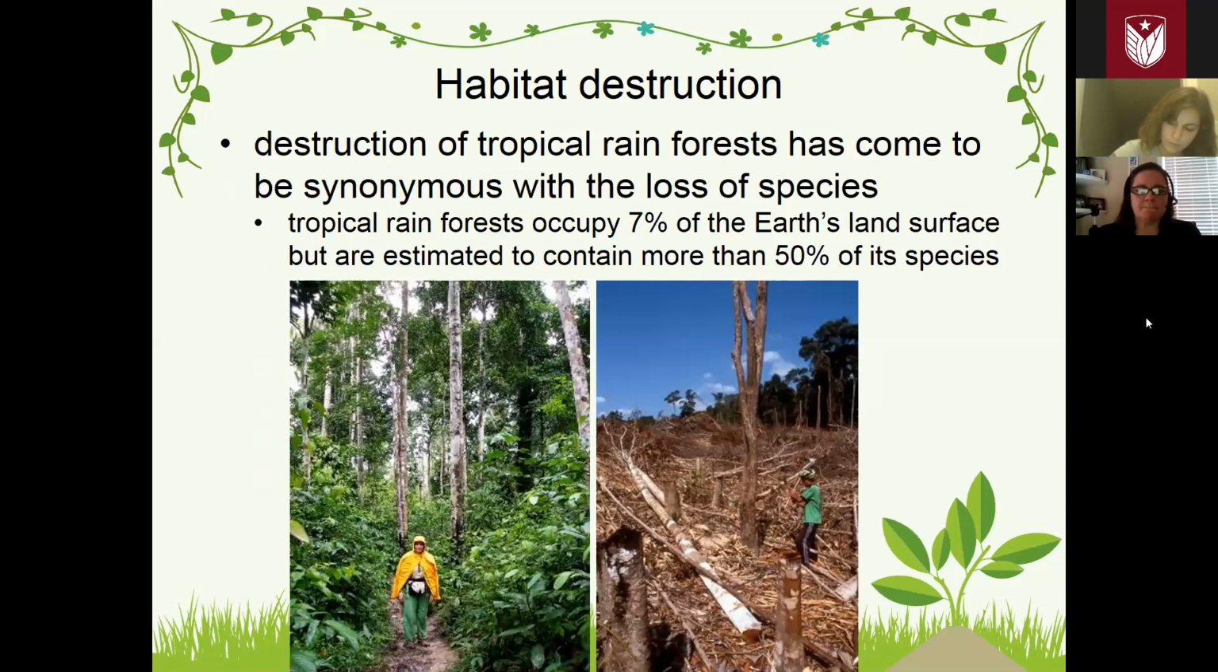One topic that a lot of people, as soon as you talk about habitat destruction, immediately think of is the rainforest, because they've sort of become synonymous with the loss of species. Again, because tropical rainforests occupy 7% of the Earth's land surface, but are estimated to contain more than 50% of Earth's species. So of course, you take out one small acre of rainforest and you have potentially lost a species. It's synonymous because just small destruction can cause big losses of species.